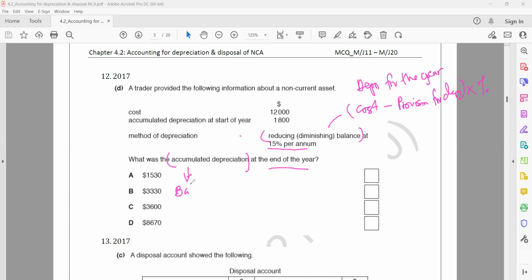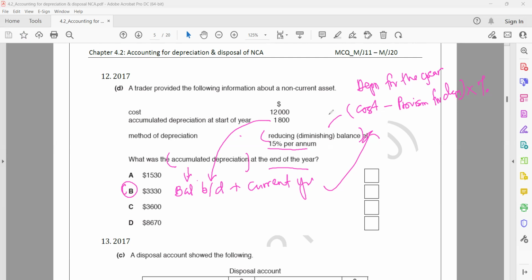This one you have to take balance brought down plus the current year depreciation. Your current year is this one. Your balance brought down is this one. Calculate the amount. 3,300. You get B. Okay, answer is B.